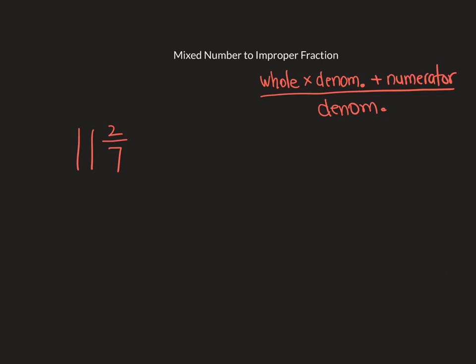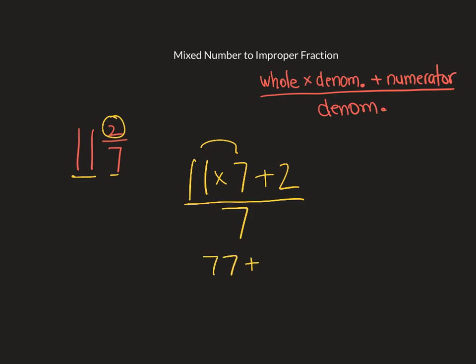So we start with our whole. Our whole is 11. Our denominator is 7. So it's 11 times 7 plus our numerator, which is 2. All of that is over the same denominator. 11 times 7, right, 77. Plus 2 over 7. 77 plus 2, correct, 79. So 11 and 2/7 is equal to 79/7.